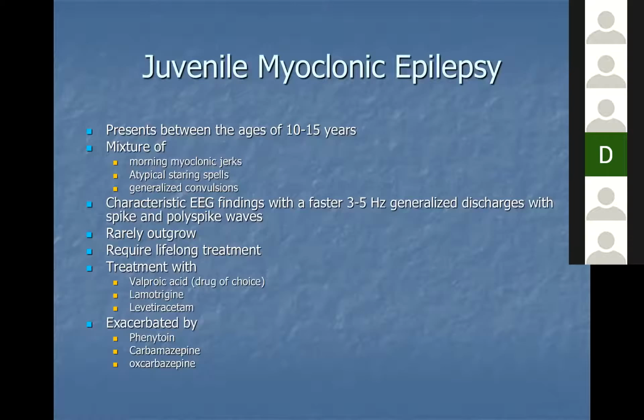Juvenile myoclonic epilepsy. So I'm almost wrapping up with the last one. These are typically kids that present between 10 to 15 years of age. It's a mixture of different seizure types. By the time the parents have brought them for evaluation to the primary care doctors or sometimes to neurologists, they would have had a generalized convulsion. But if you dig into the history a little bit and ask, in the past few weeks or months, are you having these jerks?